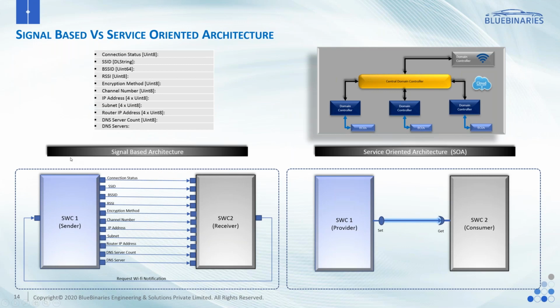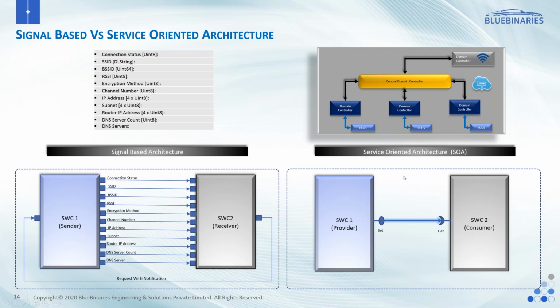So if you see the traditional way of implementing this functionality, the receiver or the central domain controller would be requesting the Wi-Fi notification from the domain controller which is connected to Wi-Fi, and the domain controller would be sending all this information individually, as part of different signals. This can be in one message, or it can be in multiple messages based on the length of the signals.